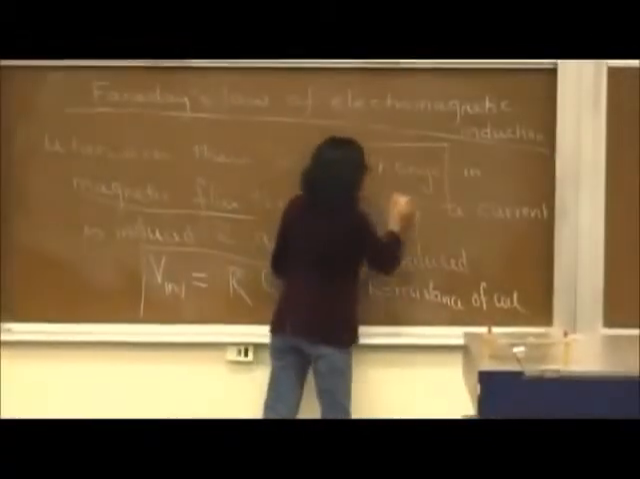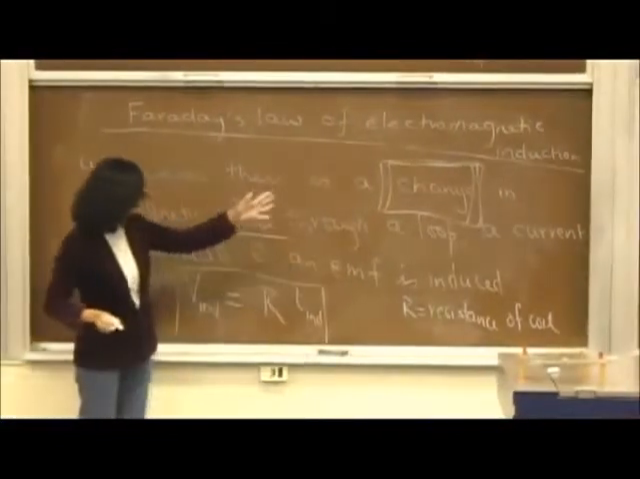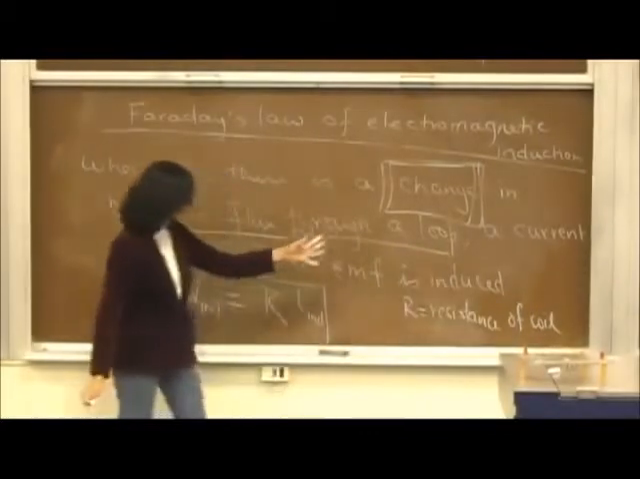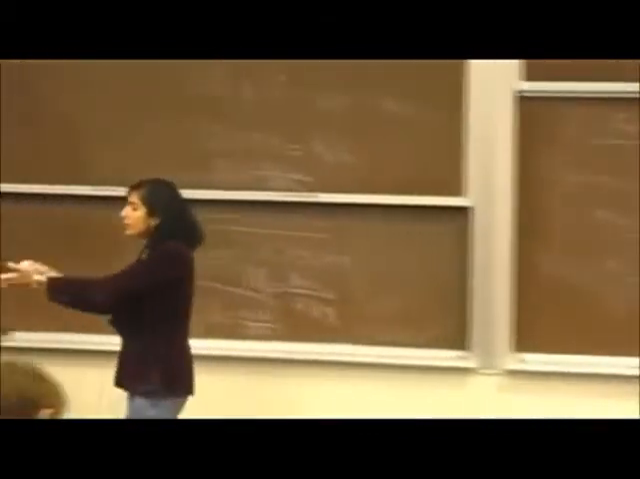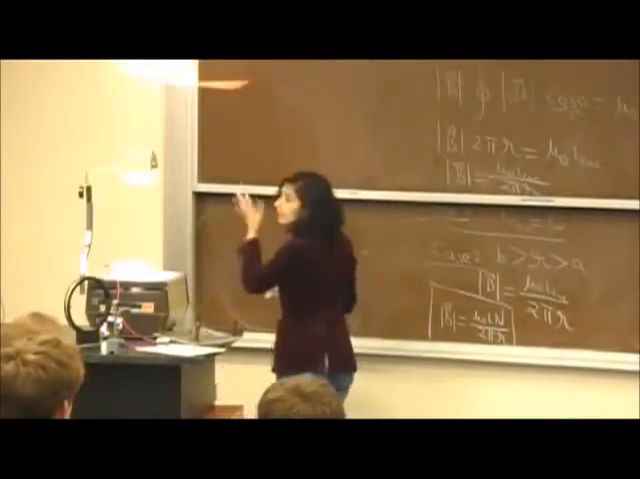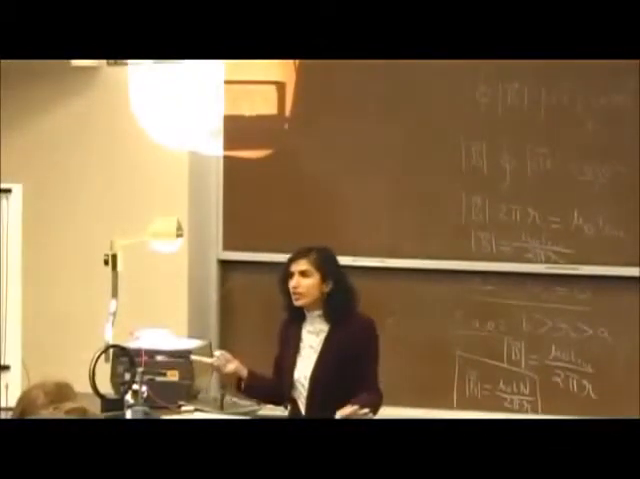If I don't change it, the important thing here, I cannot emphasize enough, is this change. There needs to be a change in the magnetic flux passing through a loop in order for there to be a current induced and an EMF induced. So if I hold this fixed, are you seeing anything here? Nothing, right? Because is the flux fixed right now? There is no change in the flux.